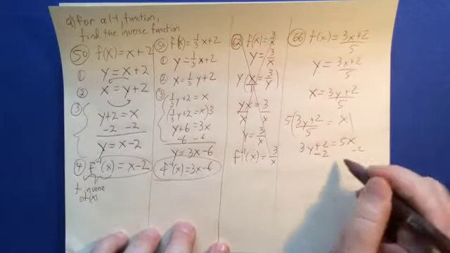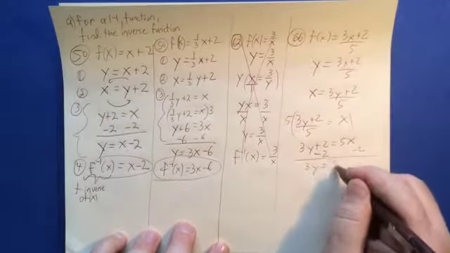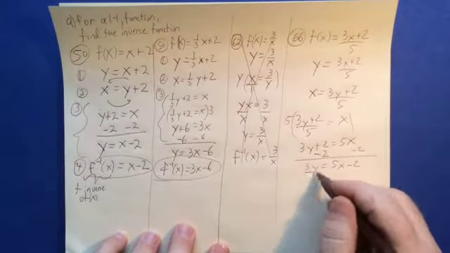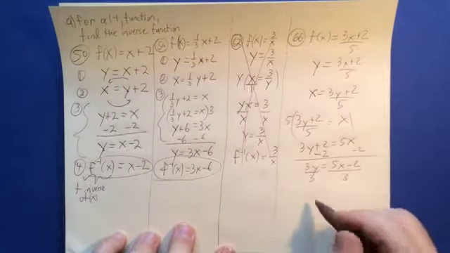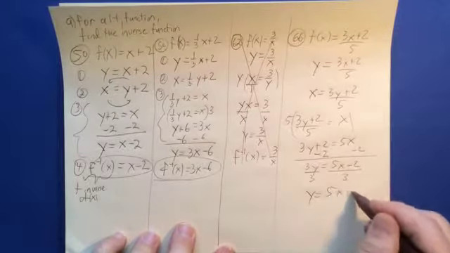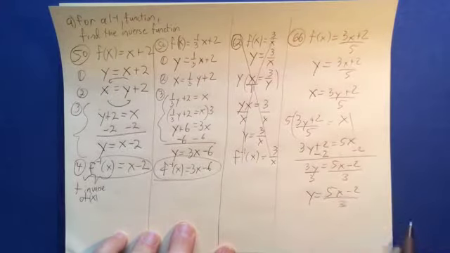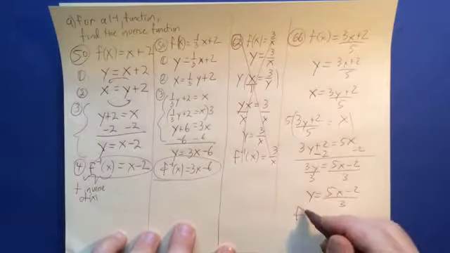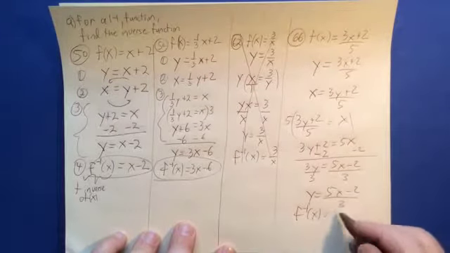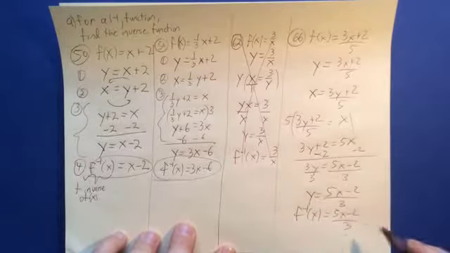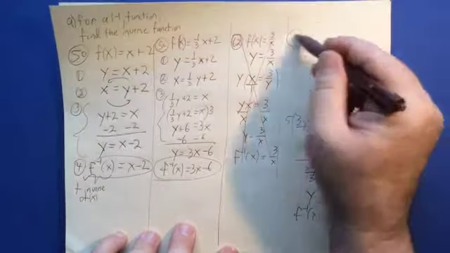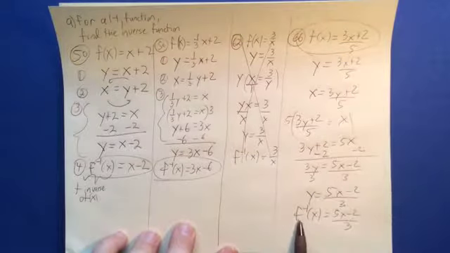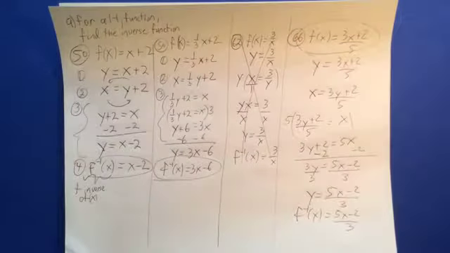Next, I'll subtract 2 from both sides. So we get 3y is equal to 5x minus 2. I'm going to divide everything by 3. So now I get y is equal to 5x minus 2 over 3. And then finally, my last step is to replace this with f inverse of x equals 5x minus 2 over 3. So if the original function is 3x plus 2 over 5, the inverse function is 5x minus 2 over 3. So let's begin to take a look at what some of these look like graphically now.